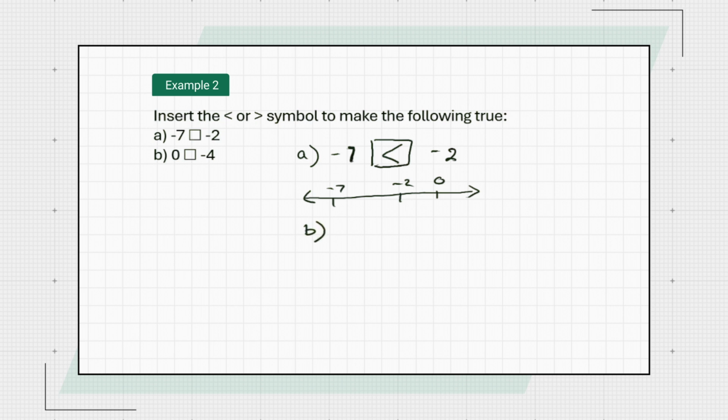Alright, let's do the next one. 0 and -4. So on the number line, we have 0 and we have -4. So 0 is much more positive than -4. In this case, 0 is greater than -4.